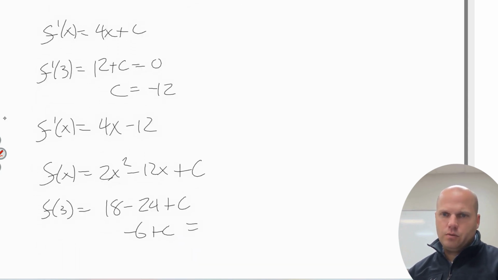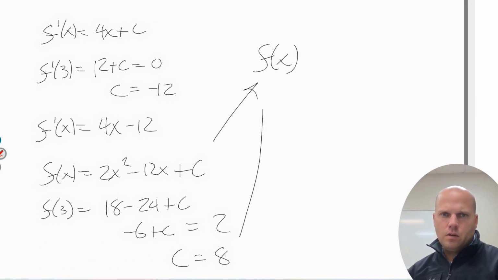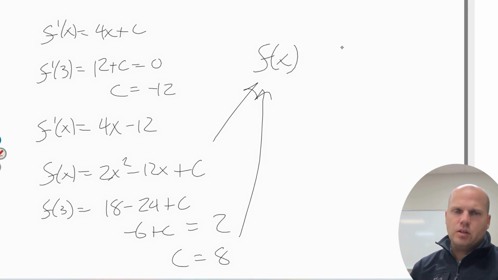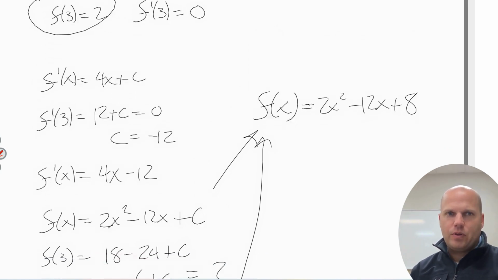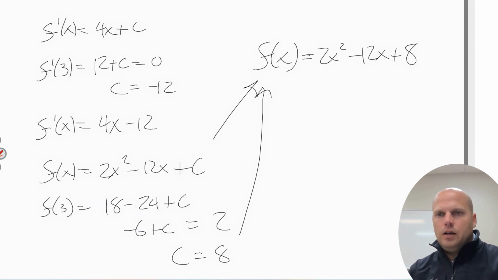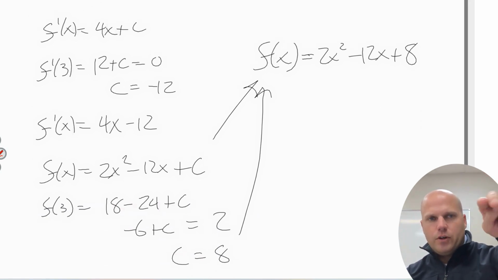F of 3 equals 2. This c is 8. So that means my f of x function, specific, that has all this information, is 2x squared minus 12x plus 8. This function has a horizontal tangent at the point (3, 2). The derivative is 4x minus 12. At 3, that slope is 0. If you plug in 3, you should get the point 2. 18 minus 36 plus 8.